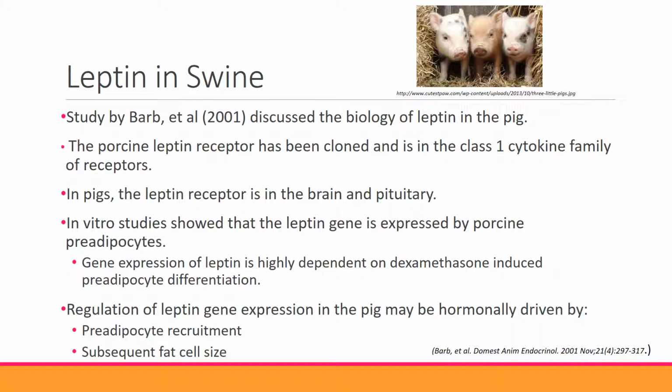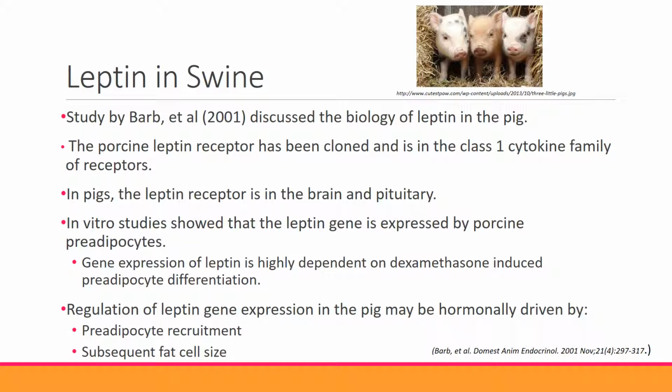A study by Barb et al. in 2001 discussed the biology of leptin in the pig. The porcine leptin receptor has been cloned and is in the class 1 cytokine family of receptors. In pigs, the leptin receptor is in the brain and the pituitary.